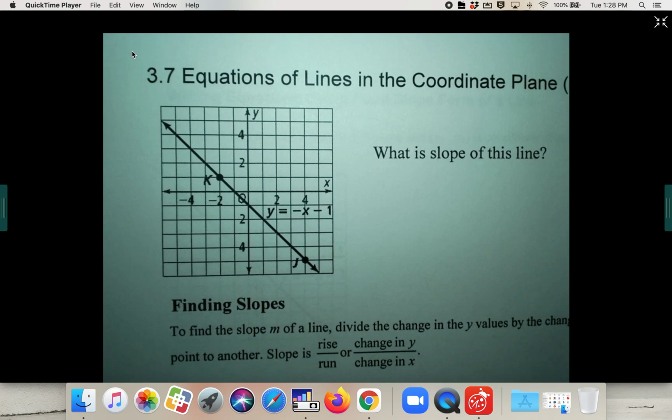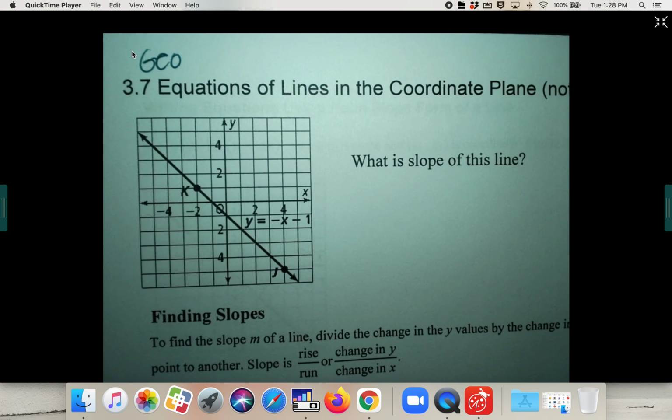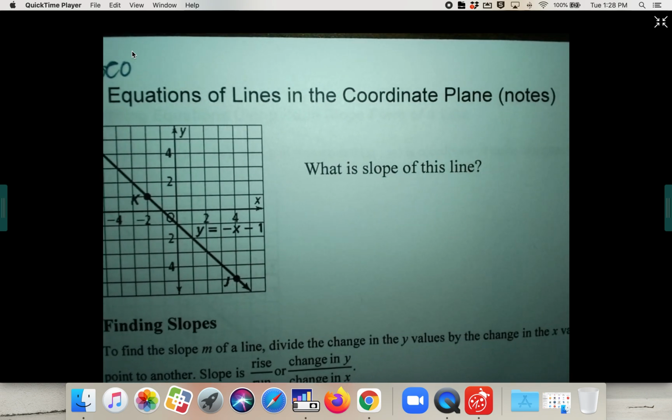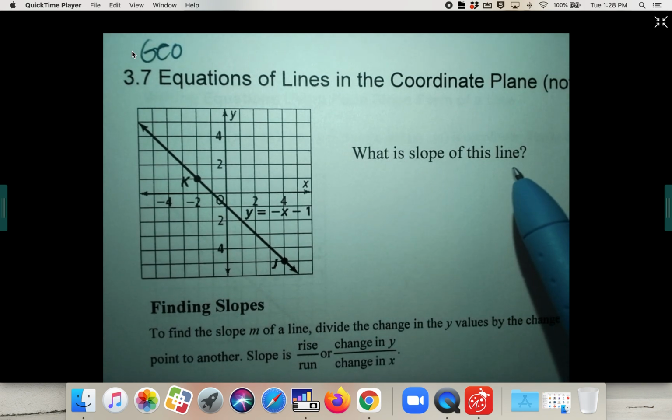Okay, for Geometry 3.7, we are kind of doing a review of algebra actually. So this is equations of lines in the coordinate plane. This is your notes. So quick review, what is the slope of this line?